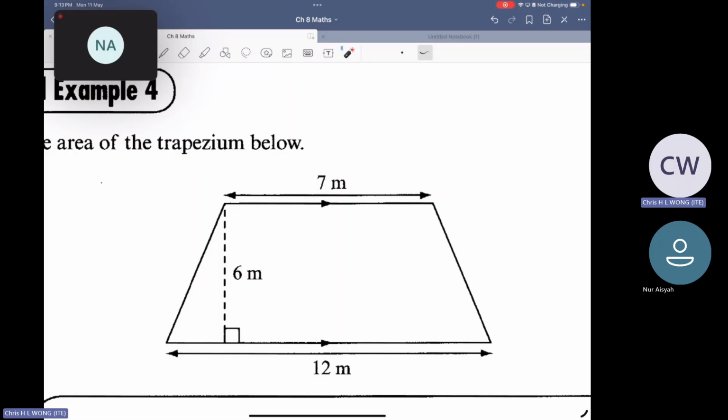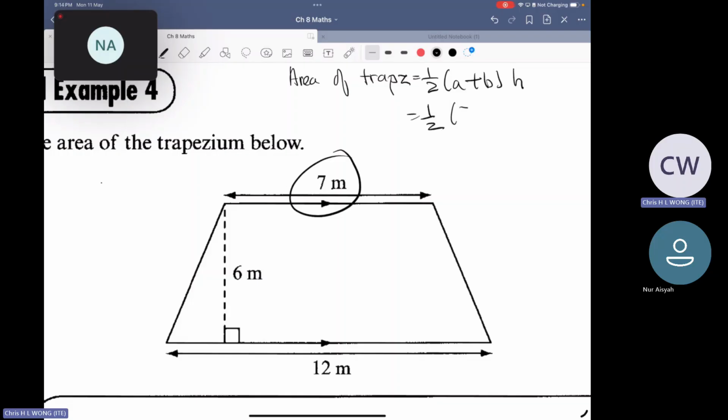Now, to write down the area of trapezium, you don't need to write everything. Just put area of trapezium, short form is fine. But you must write down the formula: equals to half, A plus B, times the height. Half, what is A? 7. Plus, what is B? 12. Times the height, 6.